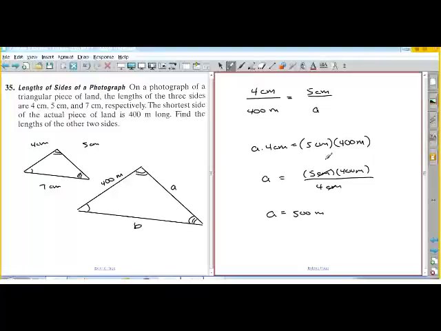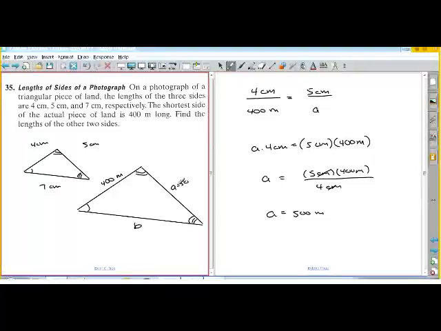And if you do the calculation, you'll get 500 meters, because 400 divided by 4 is 100, and 100 times 5 is 500. So this one's going to be 500 meters. And you can almost figure B is going to be 700 meters. It's just a scaling factor of multiplying by 100. So that's the other thing about similar triangles. You have a scale factor which you can apply.